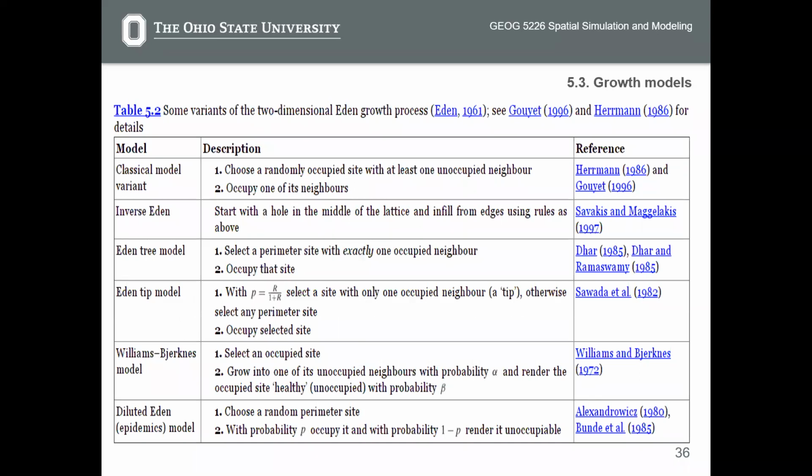There is other literature using the Eden process as the foundation, and using it to address different issues and problems in different realms. For example, this one, inverse Eden, is for epidermal wound healing. Start with a hole in the middle of the lattice that might be an injury on your skin, a wound on your skin, and infill from edges using rules as above, right? Classic model. This model is trying to address the process of your skin trying to heal itself. And another very interesting one is for epidermal tumor cell spread. It's a spread of tumor cells, right?